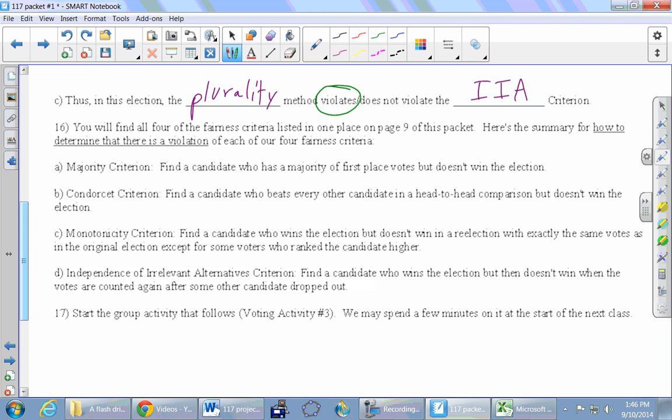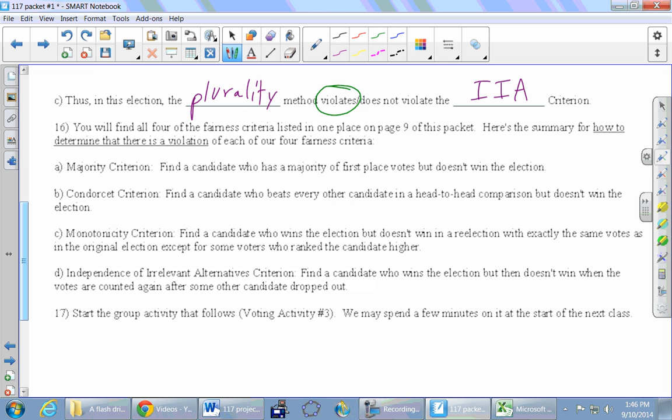Okay, so if you're after a violation, there's a specific thing you are looking for in each case. For the majority criterion, this whole thing right here is all about finding a violation. So that is very specifically what we are looking for. You want to find a candidate who has a majority, but somehow they didn't win. That would be a violation, right? For the Condorcet criterion, you want to find somebody who beats everybody head-to-head, but they didn't win. That's the conclusion for all of these. In order for there to be a violation, you need to have the obvious winner, but they didn't win. So it's always, but they didn't win.